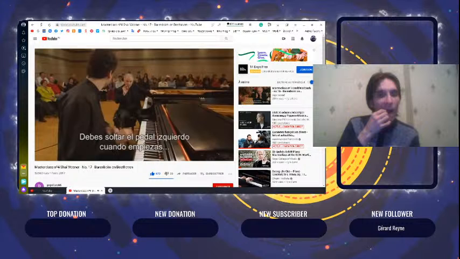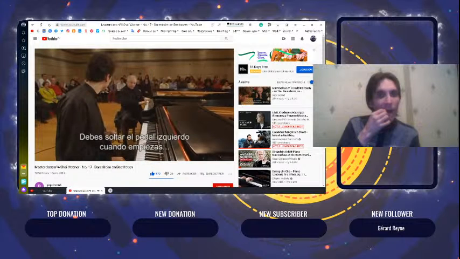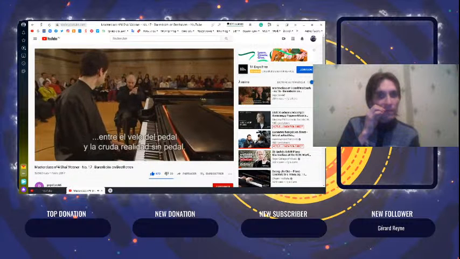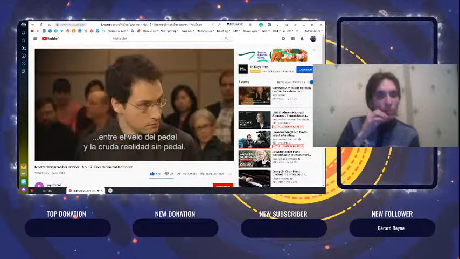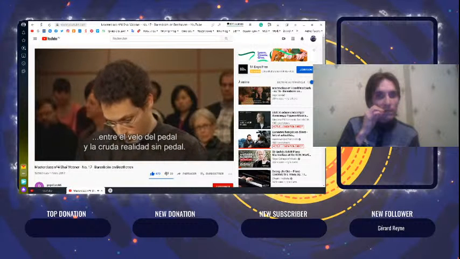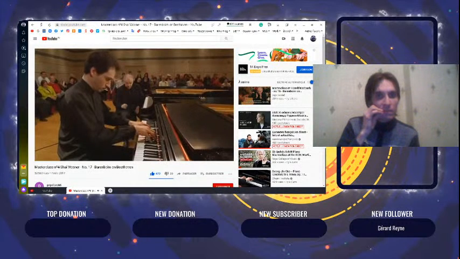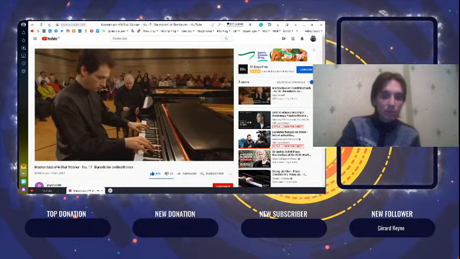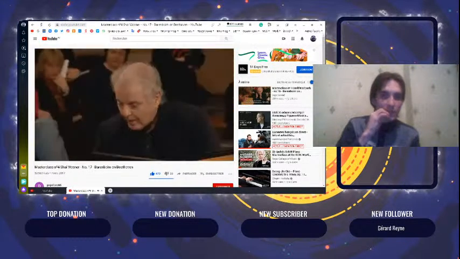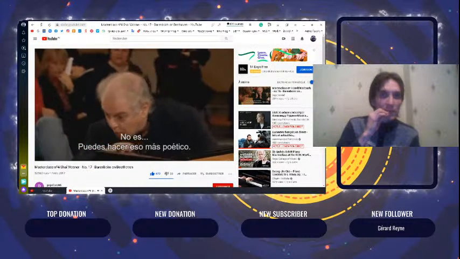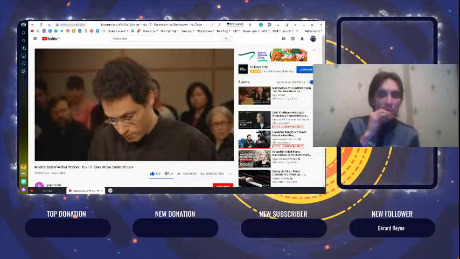You must take the left pedal off when you start. Clearly, after so that you get the very clear change of the pedal, the fog of the pedal, and the harsh reality without pedal. Both pedals, I mean. It's not. You can do that more poetic. Yes.